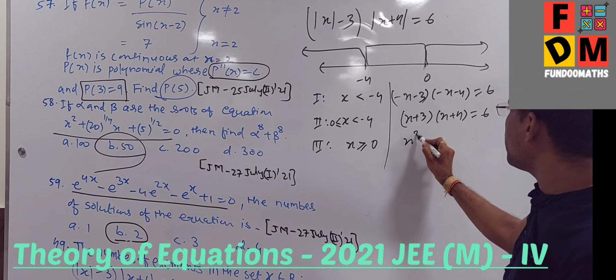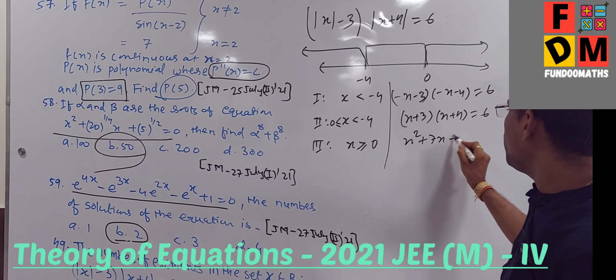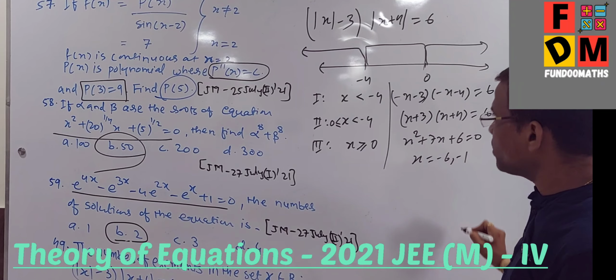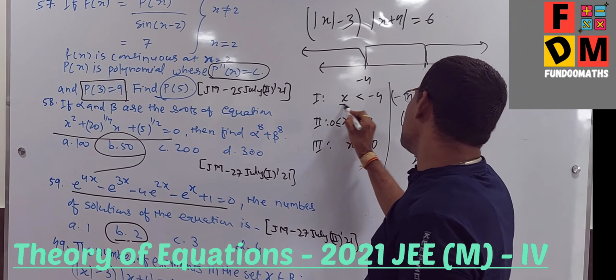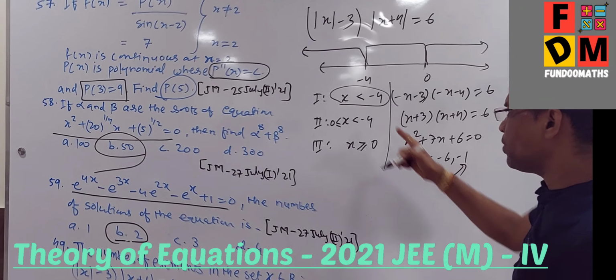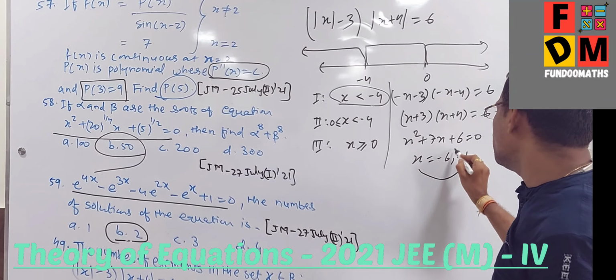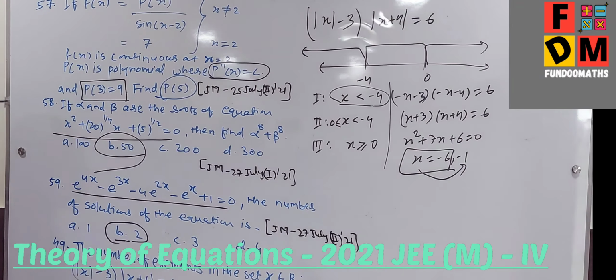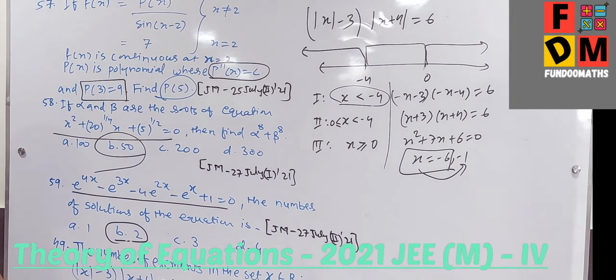So let me solve this. x square plus 7x plus 6 is equal to 0. That gives me x is equal to minus 6 and minus 1. But x less than minus 4 is my main condition. So x cannot be equal to minus 1, because I want the value of x to be less than minus 4. So I got one solution from here. The question was the number of elements of the set, so not the value of x but the number of values of x. So I got one solution, that is x is equal to minus 6.